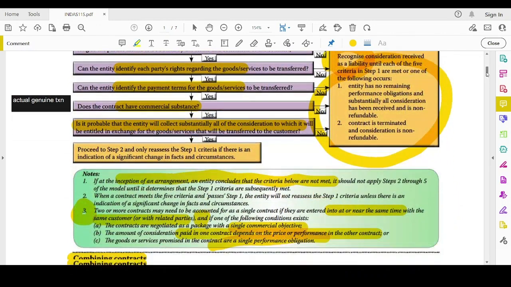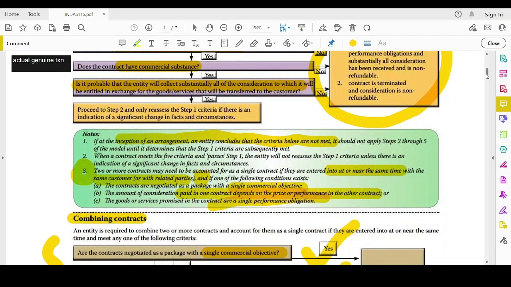We have certain notes to be considered now. If at the inception of the arrangement itself we conclude that none of the criteria would be met, then we have to continue reassessing until step 1 is fulfilled. Once step 1 is fulfilled, you need not come back and reassess until there is a substantial change in the environment or the facts and circumstances.